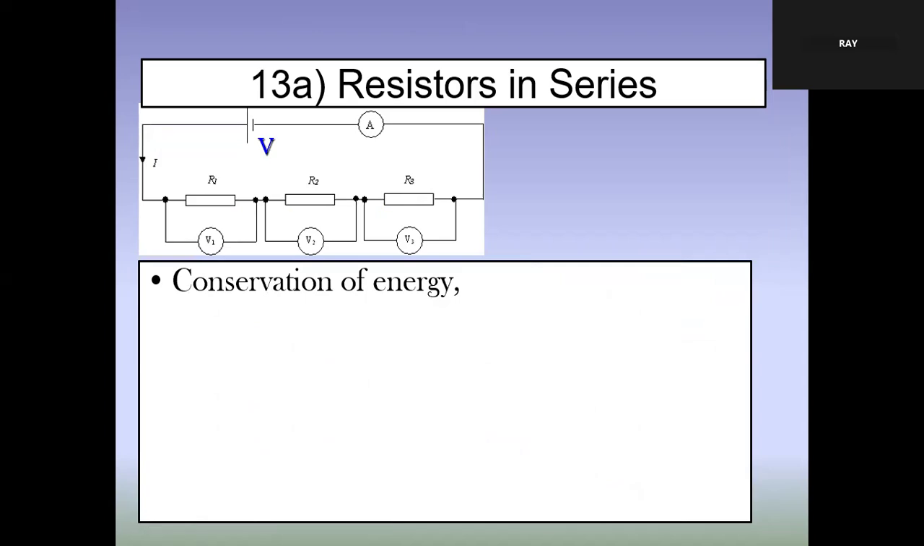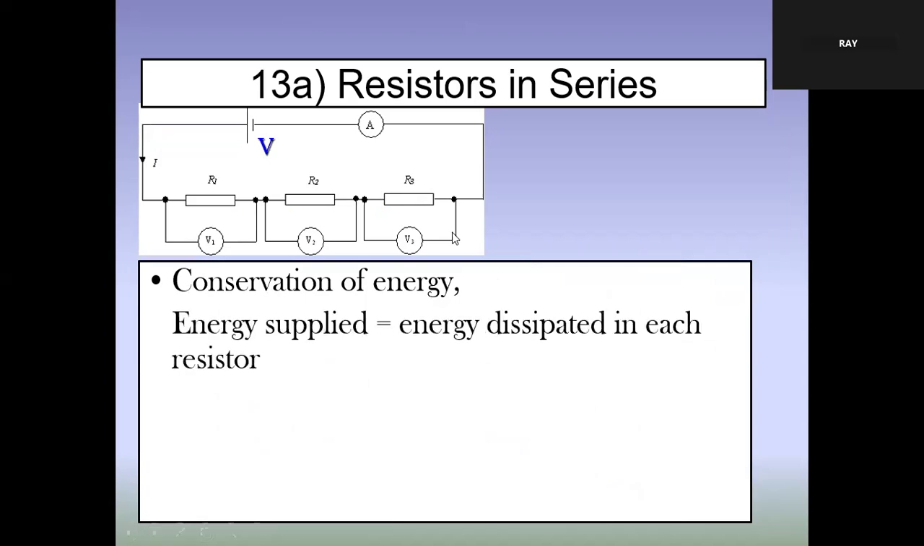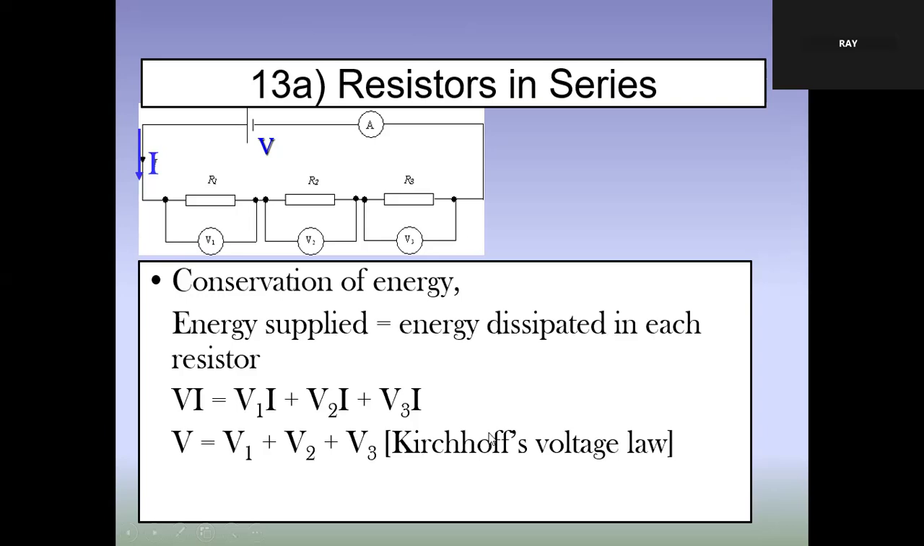By conservation of energy, right? Energy supplied, that's your energy source, equals energy dissipated in the resistors. So you can think of it as rate of energy supplied, rate of energy dissipated: V times I, V1 times I1, V2 times I2, V3 times I3. Cancel the I, we get Kirchhoff's voltage law, simplified form.